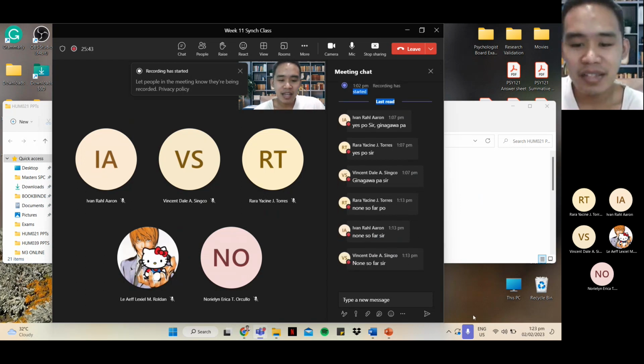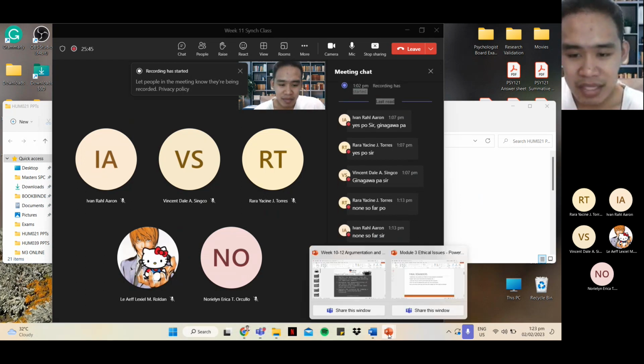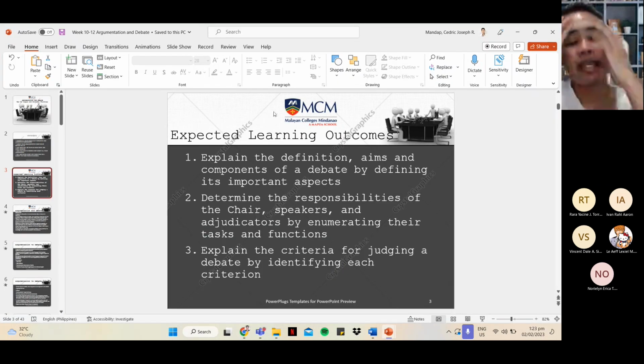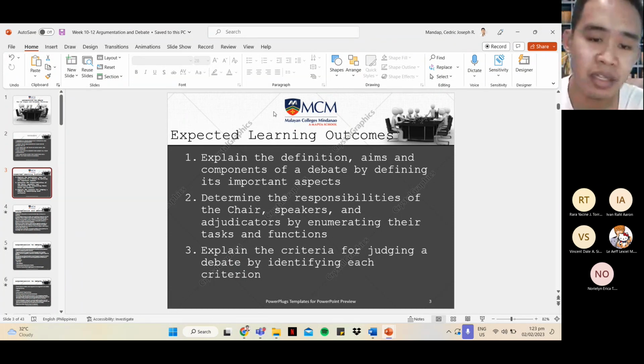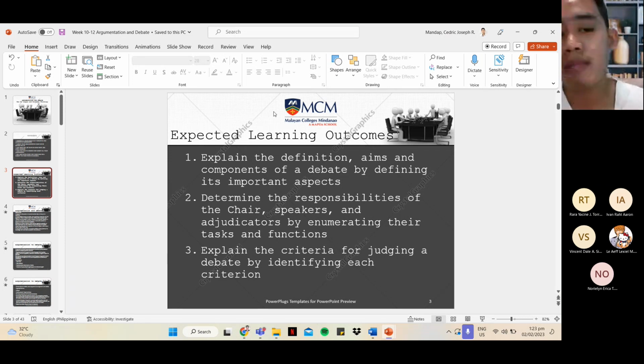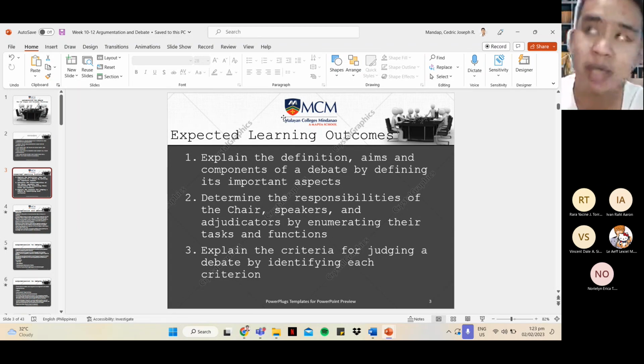Let's continue about our lesson, argumentation and debates. So this lesson will help you explain the definition and aims and the components of a debate by defining its important aspects. Also to determine the responsibilities of the chair, speakers, and objectors by enumerating their tasks and functions, and explain the criteria for judging a debate by identifying its criterion.